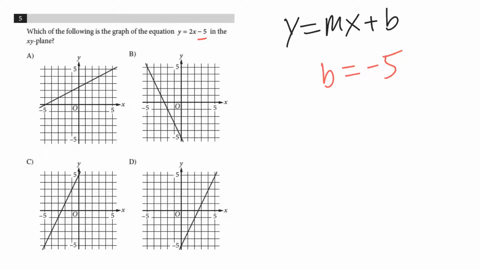Okay, so let's rule some of these possibilities out. A, that's a y-intercept of what, 2.5. That cannot be it. C has a y-intercept of positive 5. That can't be it. And the other two have a -5 y-intercept. Okay. Let's take a look at the slope. The slope in this case is 2. That's a positive slope, so it should be increasing from left to right. Well, it can't be B. It's gotta be D.